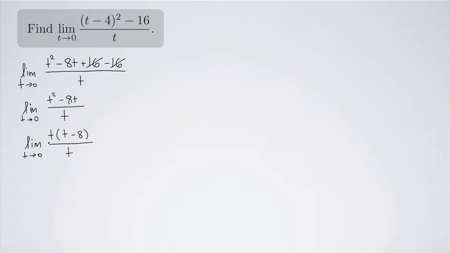And now these can cancel. And I'm left with the limit as t approaches 0 of t minus 8. And now I'm ready to evaluate the limit, so I don't have to write the limit out front anymore. I can plug in 0, and I get 0 minus 8, negative 8.